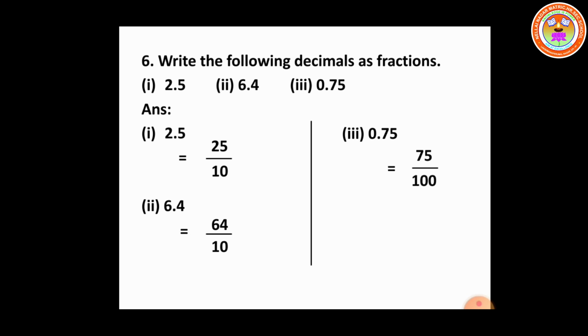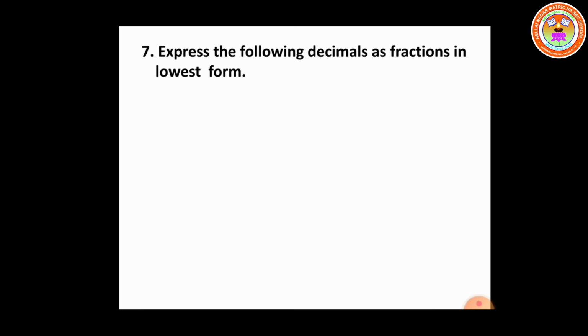This way we can write the decimal form as fraction form. Seventh question, express the following decimals as fractions in lowest form. In the previous question also we converted decimal form into fraction, but here one more step is we have to convert into lowest form. Lowest form means if the denominator and numerator have any common factor, we have to remove the common factor by dividing. First one 2.34, second one 0.18, third one 3.56.